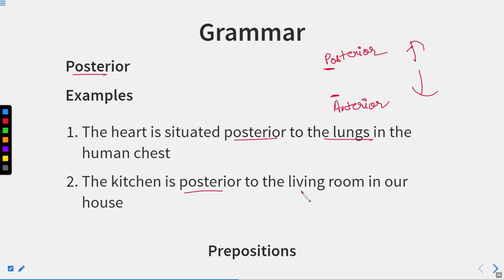The kitchen is posterior to the living room in our house. It means first there is a living room and then after that it is the kitchen. So the kitchen is just behind that particular living room, or you can say the living room is anterior to the kitchen. So these are some sentences which we can make through the words anterior and posterior. Now let us move to the next one.